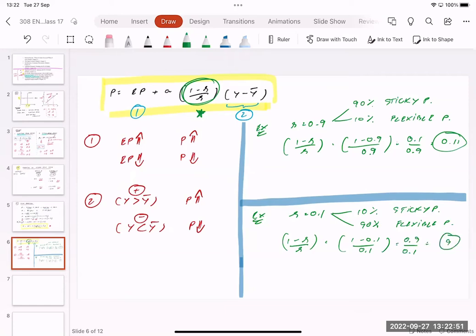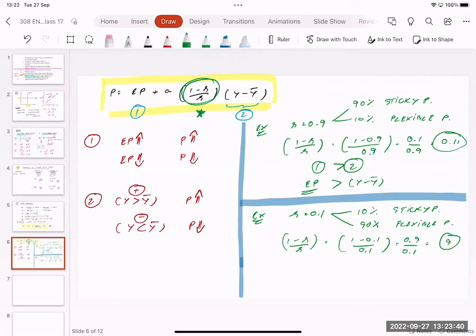You see that? And this term, the star 1 minus S over S, is multiplied in front of y minus y bar. If S equals 0.9, this term 1 minus S over S is just 0.11. When you multiply it by y minus y bar, it's going to be smaller. So in this case, factor number 1 is going to be greater than factor number 2. Expected price has more effect on the price than y minus y bar. So if most of the businesses in your country are sticky price firms, expected price has more impact on the price level than the economy.